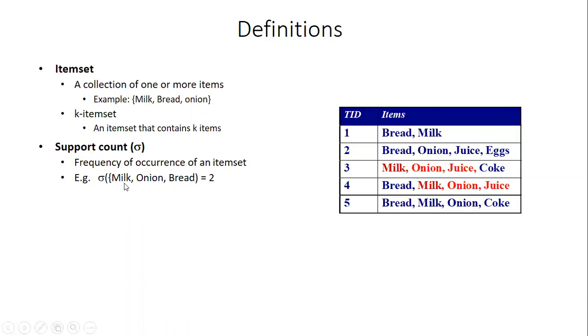Say for example, what is the support count of milk, onion, bread together? I'm talking in terms of together, milk, onion, bread all together. So here, how many times is milk, onion, bread occurring in the entire transaction? Milk, onion, bread is here in this transaction. Milk, onion, bread, it is here in this transaction.